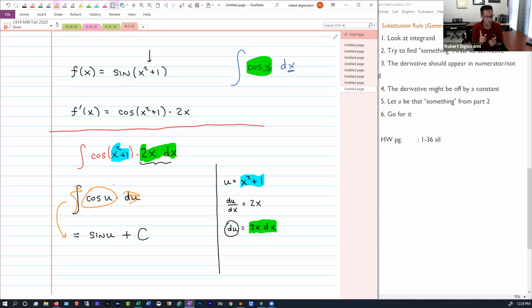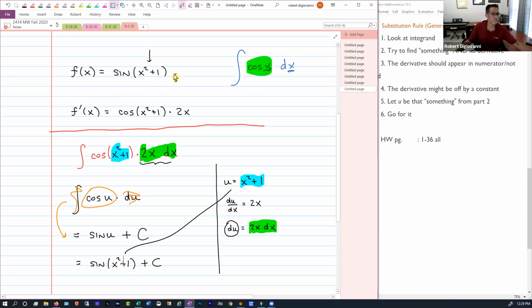Now, we're not done because our answer has u in it, but the original problem had x in it, right? So now I'm going to resubstitute back in what u was, right? And that's it. And we knew that should have been the antiderivative, right? Because we had cheated in the very beginning. We had started with the function. I said, hey, let's take the derivative of it, and then we try to go backwards. So what we came up with is that our answer is sine of x squared plus 1 plus some constant.